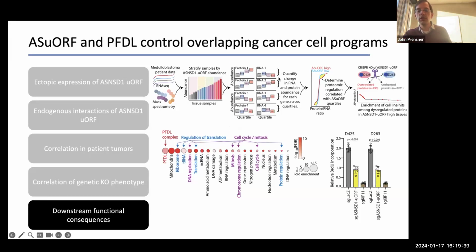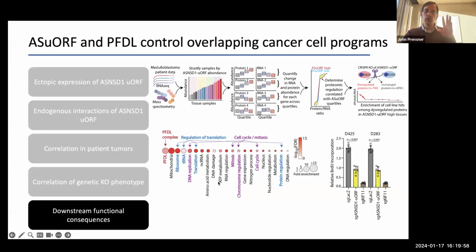I know the slide is a little busy, but we call this dyssynchrony between the proteome and the RNA. And this dyssynchrony goes up as this uORF goes up. And it actually correlates with the targets of the uORF that we can find by knockout in vitro. So this, again, then correlates in patient samples with cell cycle and translational regulation genes.